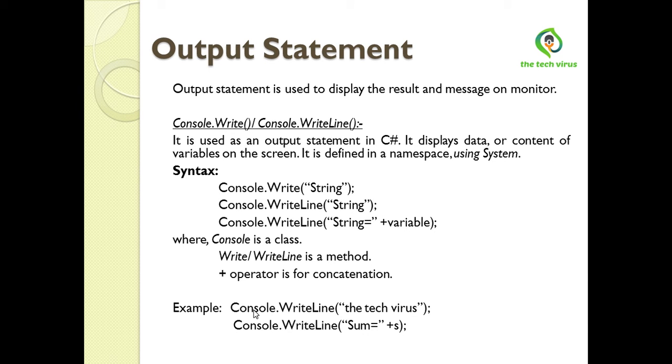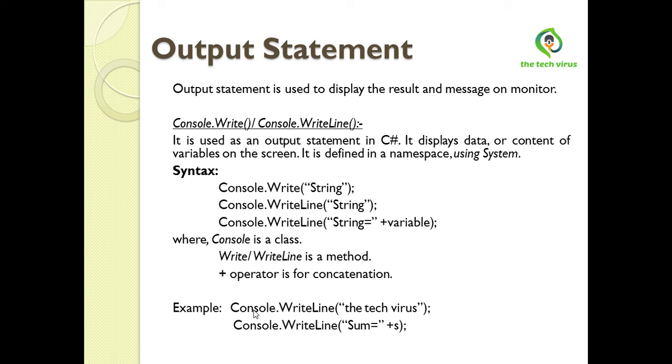Now see output statement. Output statement is used to display the result and message on monitor. Now see console.write method or console.writeline method. It is used as an output statement in C#. It displays data or content of variables on the screen. It is defined in a namespace using system.